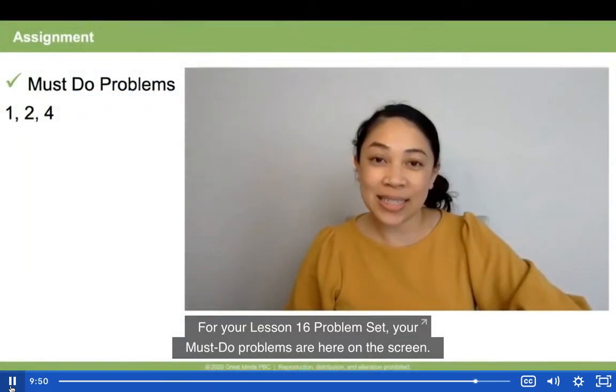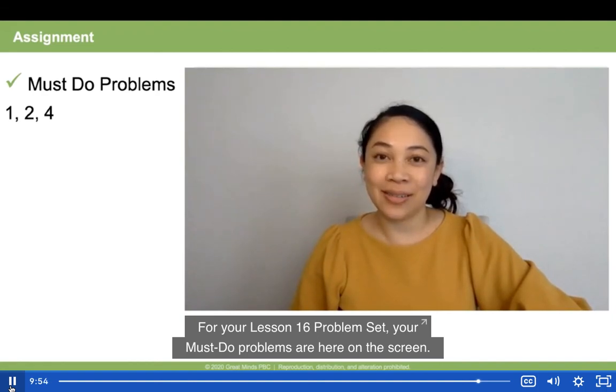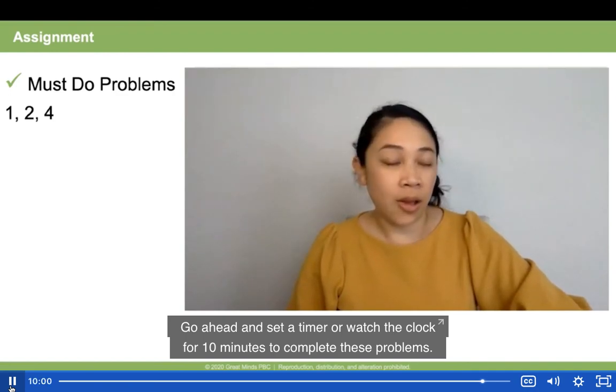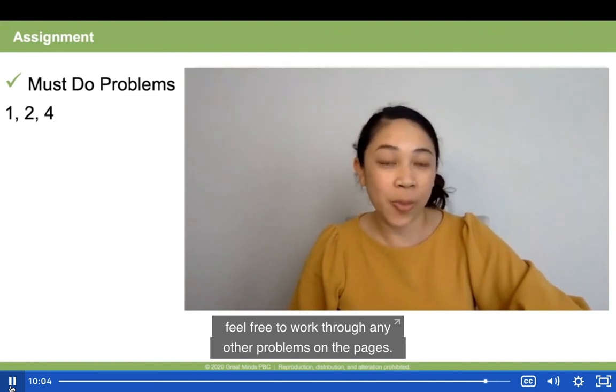For your Lesson 16 problem set, your must-do problems are here on the screen. Go ahead and set a timer or watch the clock for 10 minutes to complete these problems. Of course, if you have any additional time, feel free to work through any other problems on the pages.